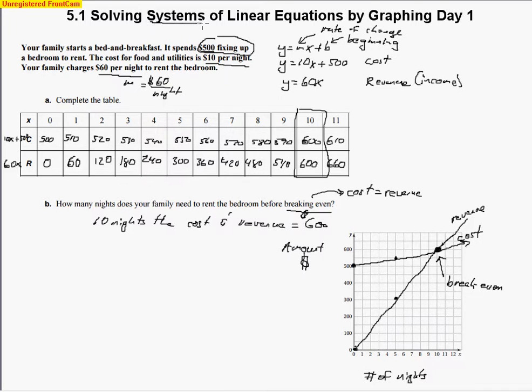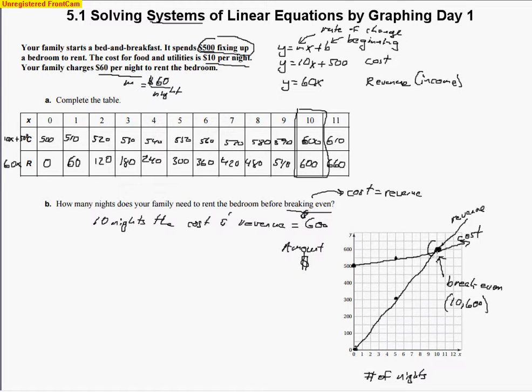The systems mean we're solving two equations on the same coordinate plane, and we're looking for where the two lines cross. And again, that point is at 10, 600. And the 10 means something. It means something if we have a problem like this where x, we know what x is. X is the number of nights, 10 nights, and then y is the number of dollars, $600. And so we're going to see some other problems like that we're going to graph, and we're looking for this point.